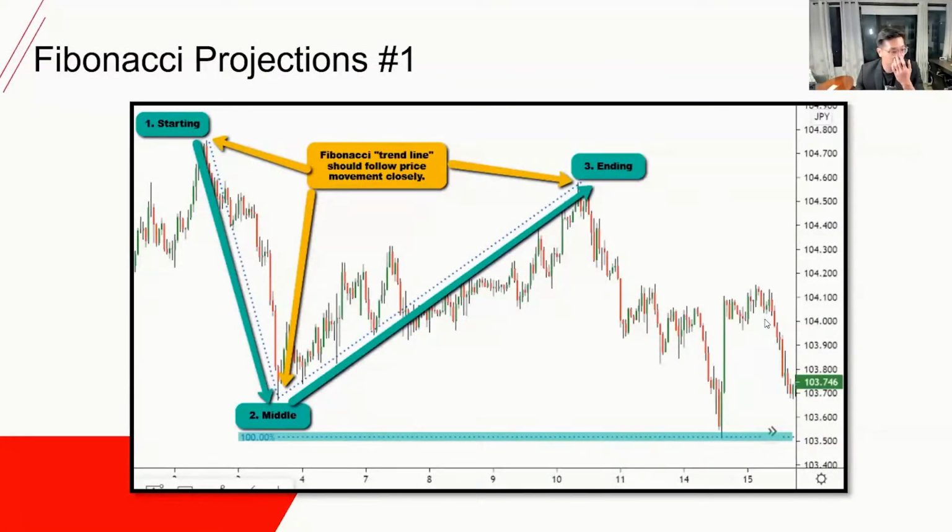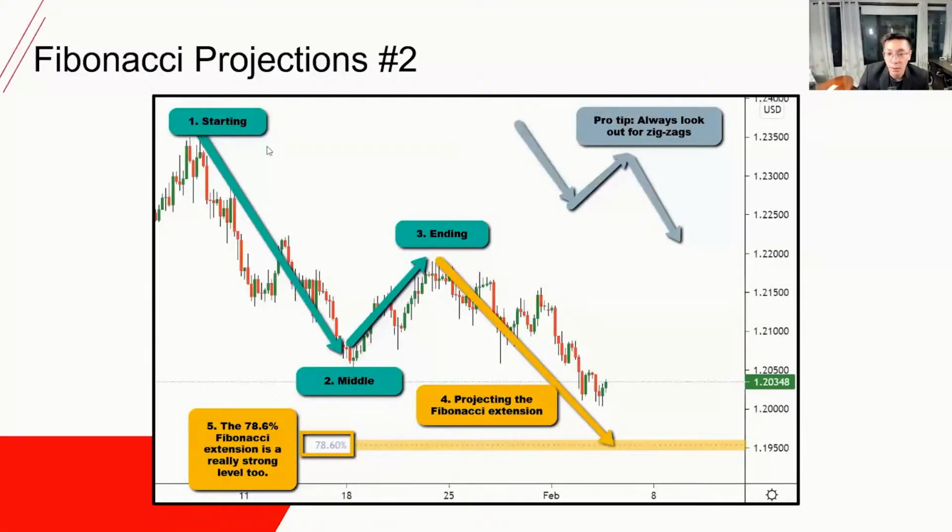Here's a simple example. You can see clearly the middle and ending points follow the swing highs and lows of the price. Starting, middle, and ending. So this will be your start, your swing high, your swing low your middle, and lastly your last swing high will be your ending. The FIB trend line should follow price movement closely and should not deviate too much from the trend line itself.